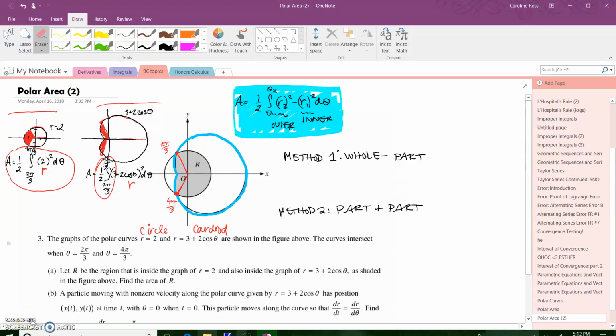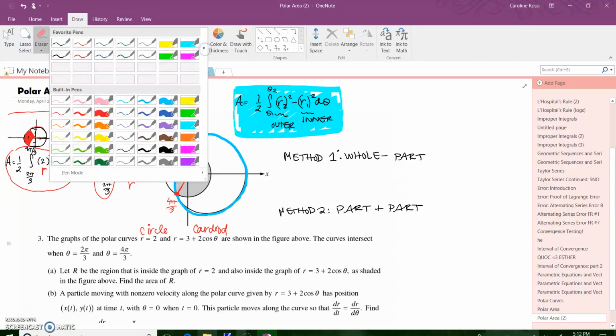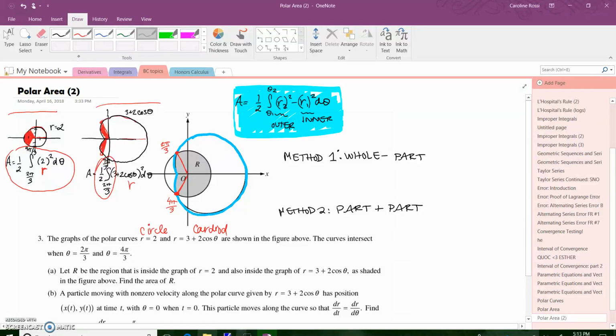Hi everyone, this is polar area video part 2. This is going to pick up where the first video had left off. I just finished showing you setting up 1/2 integral r squared d theta for both of these, just to show you what each of these would look like for the individual graphs before we try combining everything.